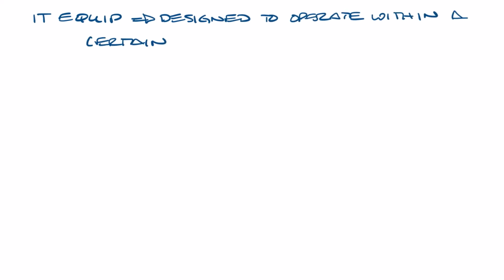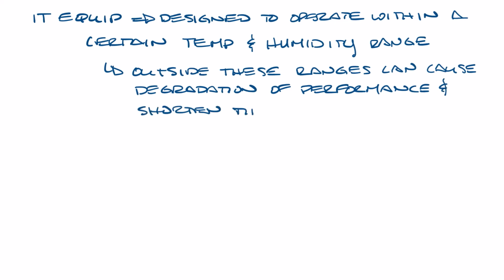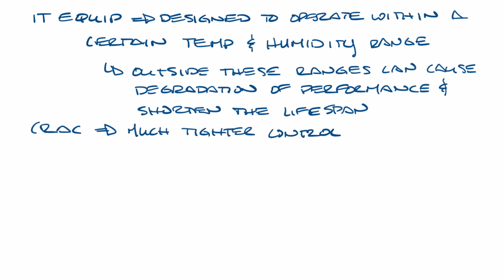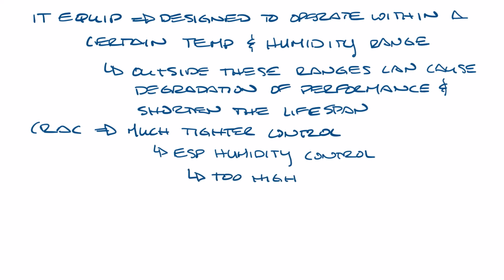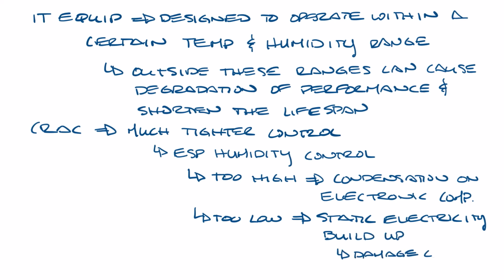Let's slide this over one more time. Servers and other IT equipment are designed to operate within a certain temperature and humidity range that must be maintained. Conditions outside these ranges can cause degradation of performance and shorten the lifespan of the equipment. CRAC units also have much tighter control than commercial HVAC systems, especially humidity control. When humidity is too high, moisture can condense on electric components, causing short circuits and corrosion. But too low humidity increases the risk of static electricity buildup, which can damage sensitive electronic components when discharged.